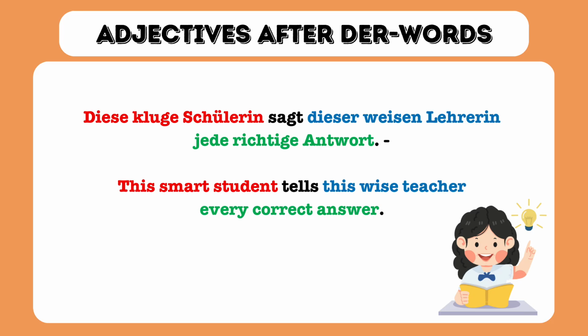Since it's accusative and feminine, everything gets an E again, so we have jede richtige Antwort. E's all around for everyone. In the dative case, the feminine form becomes dieser. So the teacher who is receiving the answer, the indirect object of our sentence here, uses dieser weisen Lehrerin. We have an ER at the end of the article and an EN at the end of the adjective. Diese kluge Schülerin sagt dieser weisen Lehrerin jede richtige Antwort.